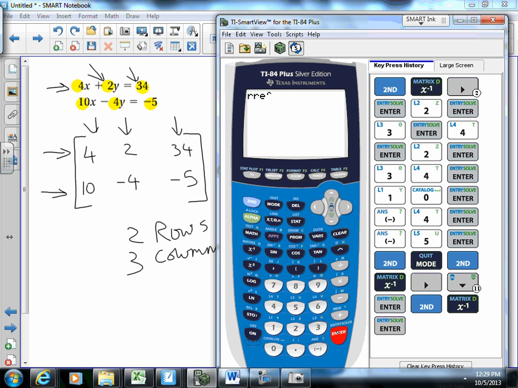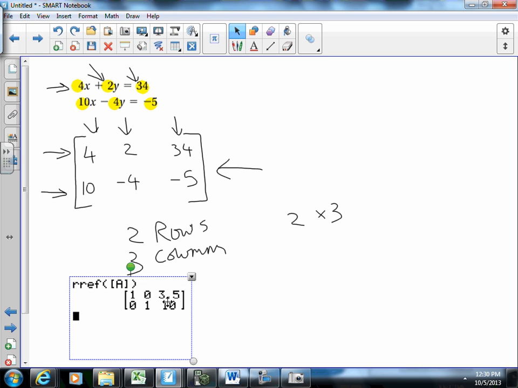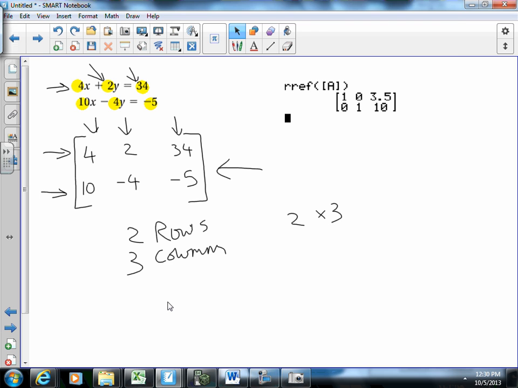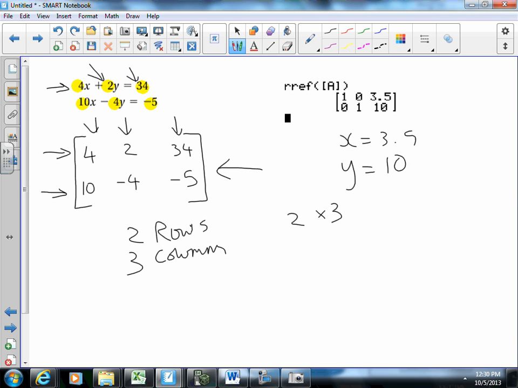And I'm going to enter matrix A, close up my parentheses, and press enter. Now this gives me what's called an identity matrix, which is 1, 0, 0, 1, and the answers on the end should be, I can drag my screen down here. So this is my calculator screen. My solutions would be x equals 3.5 and y equals 10. Okay, this is what I was talking about being an identity matrix.